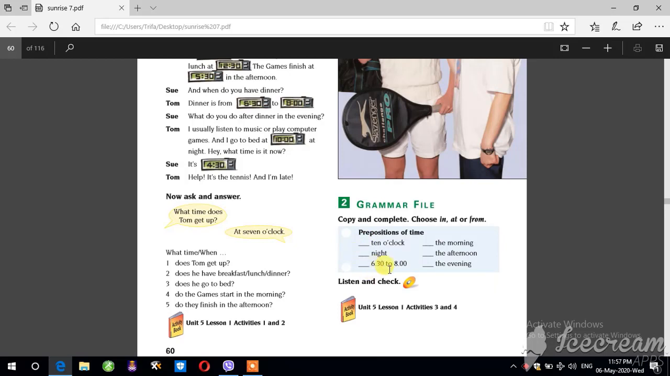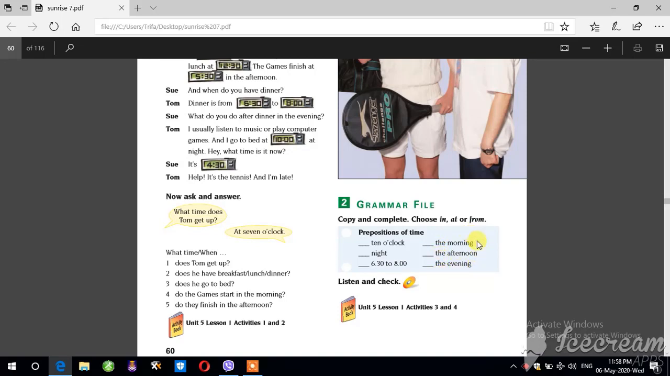But here we have two times, for example, 6:30 to 8. As we have a duration here, we say it's a duration. Before the first time, we have to write from, and between both of them, we have to write to. So we have at 10 o'clock at night, and we have from 6:30 to 8.